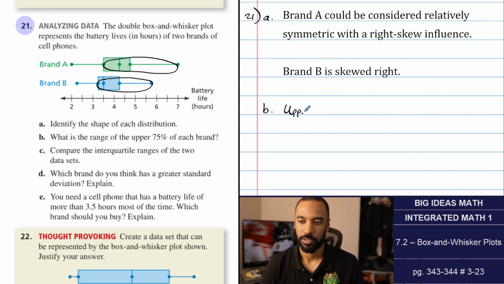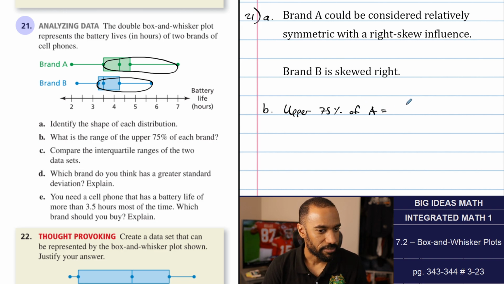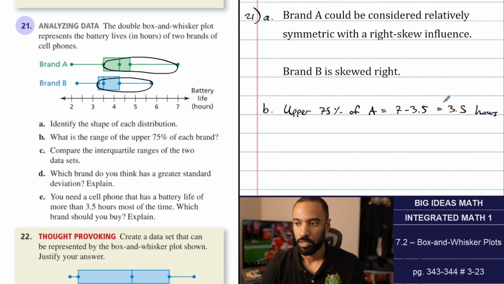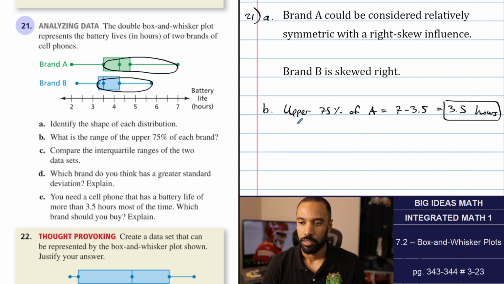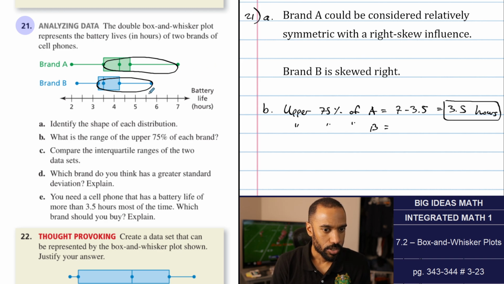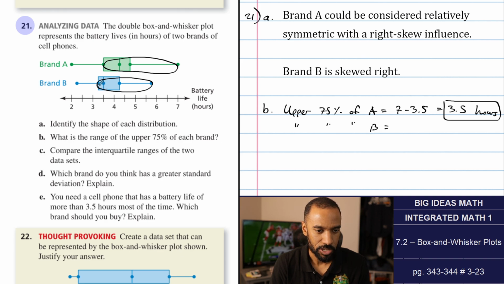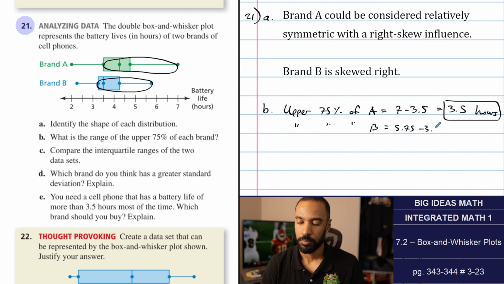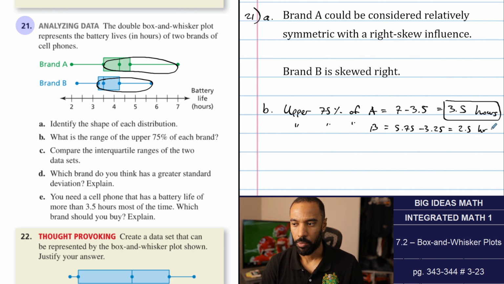Upper 75% of brand A is going to be 7 minus 3.5, which is 3.5 hours. Upper 75% of brand B. This looks like 5.75, because here's 5.5, and that's halfway between. So 5.75 minus 3.25, which is 2.5 hours.